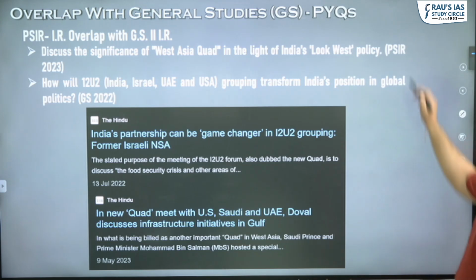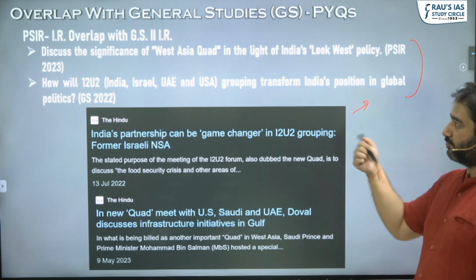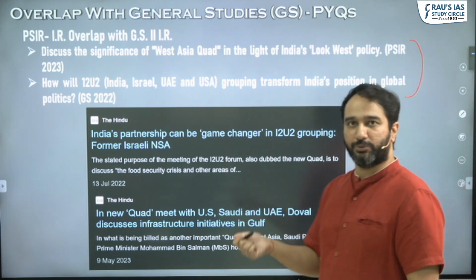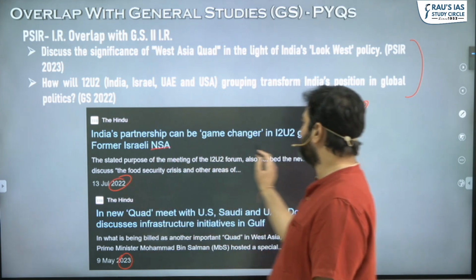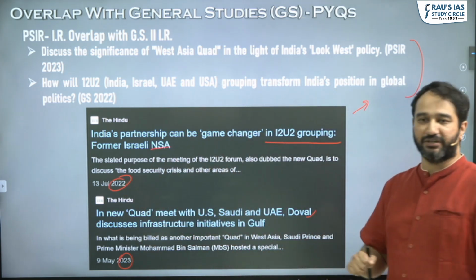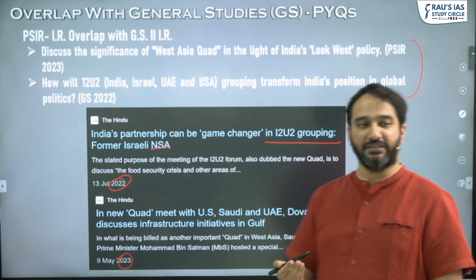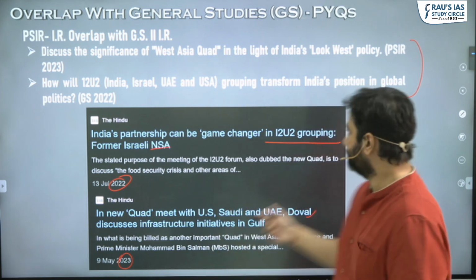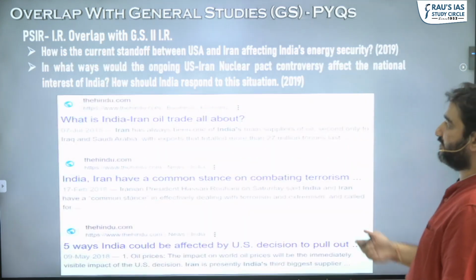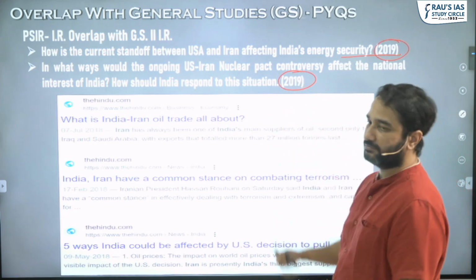All right. Again, I2U2 was completely in the Hindu paper. So both of them were asked in 2022 and 2023. From 2023 and 2022, what you would find is that there were continuous articles within the Hindu on the topic, which does make it easier for you to prepare notes on this. Same thing, India-Iran, 2019.